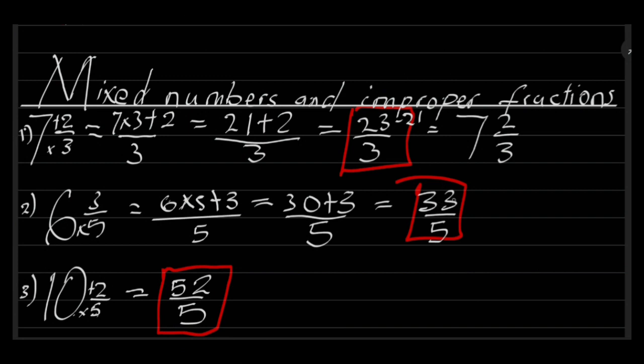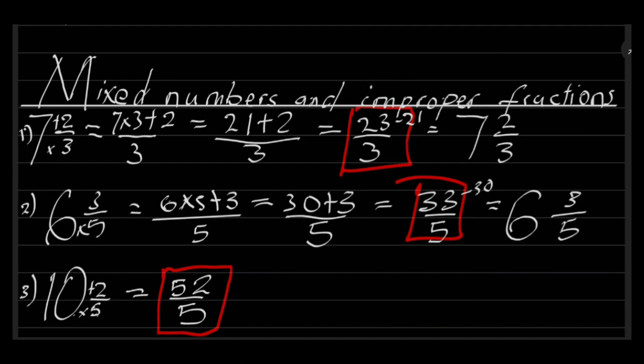The same happens to 33 over 5. How many times does 5 go into 33? That will be 6 times. Now 6 times 5 will give us 30. Taking 30 from 33, we'll be left with 3 all over 5.